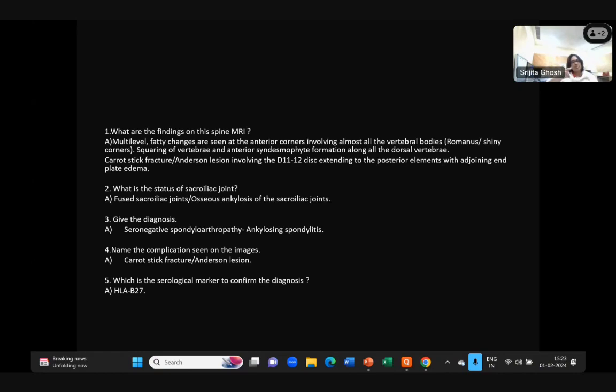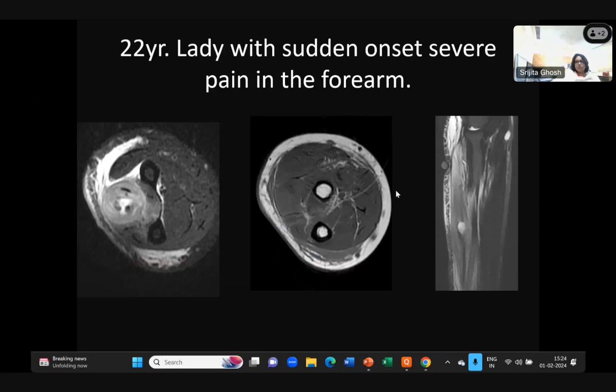Status of SI joint, fused or chronic, and other characteristic structures. Did anyone write about the HLA-B27? Everybody will write that. Again, someone is writing short forms. Please don't use short forms when you're giving the exam. Write HLA-B27 in full. Okay, so that's about it. Okay. 22-year-old lady with sudden onset severe pain in the forearm.